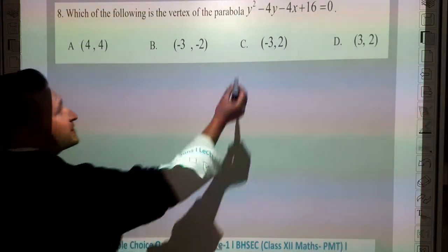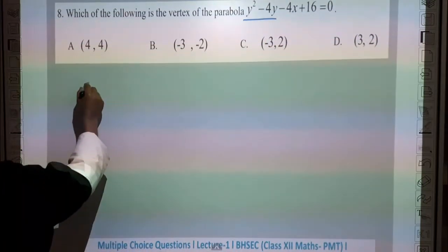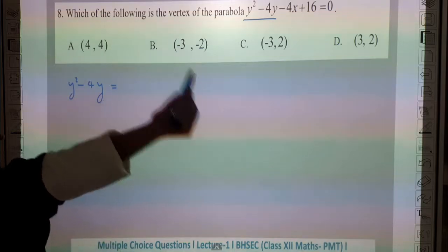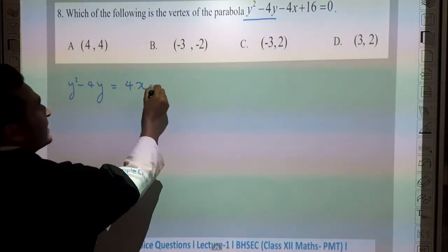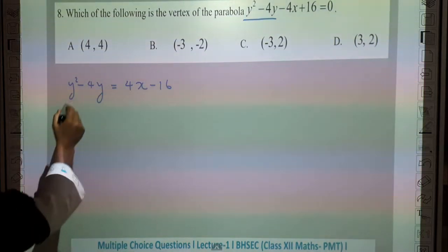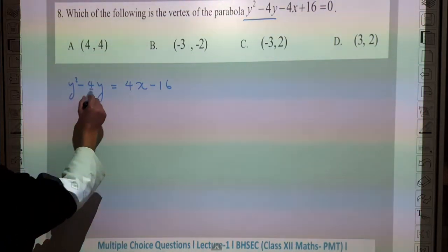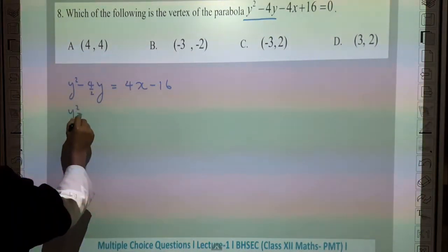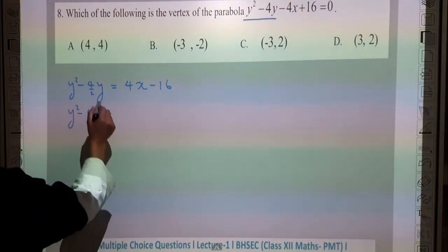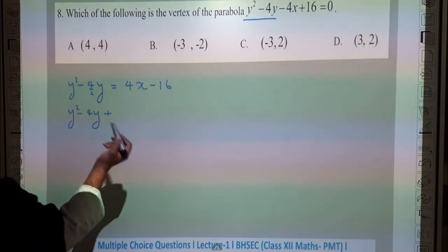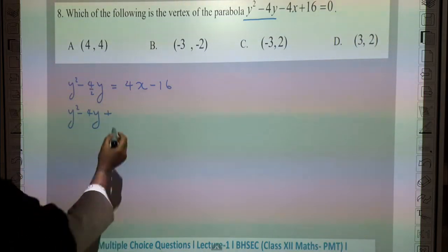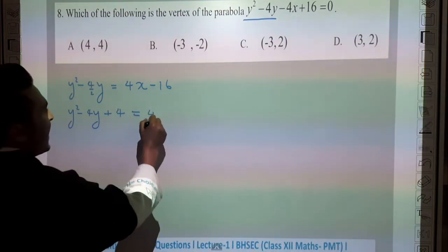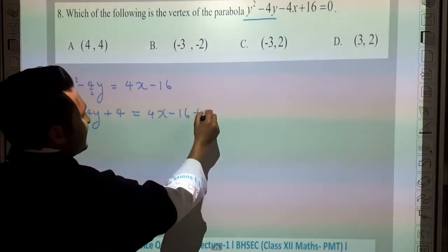In order to solve this question, just keep y square minus 4y on the left hand side, and take the other terms to the right hand side. So it is y square minus 4y equals 4x minus 16. Now if we divide this 4 by 2, the answer is 2. So write 4y and add the square of that number, that here is negative 2. The square of negative 2 is 4, and this 4 you also have to add on the right hand side.